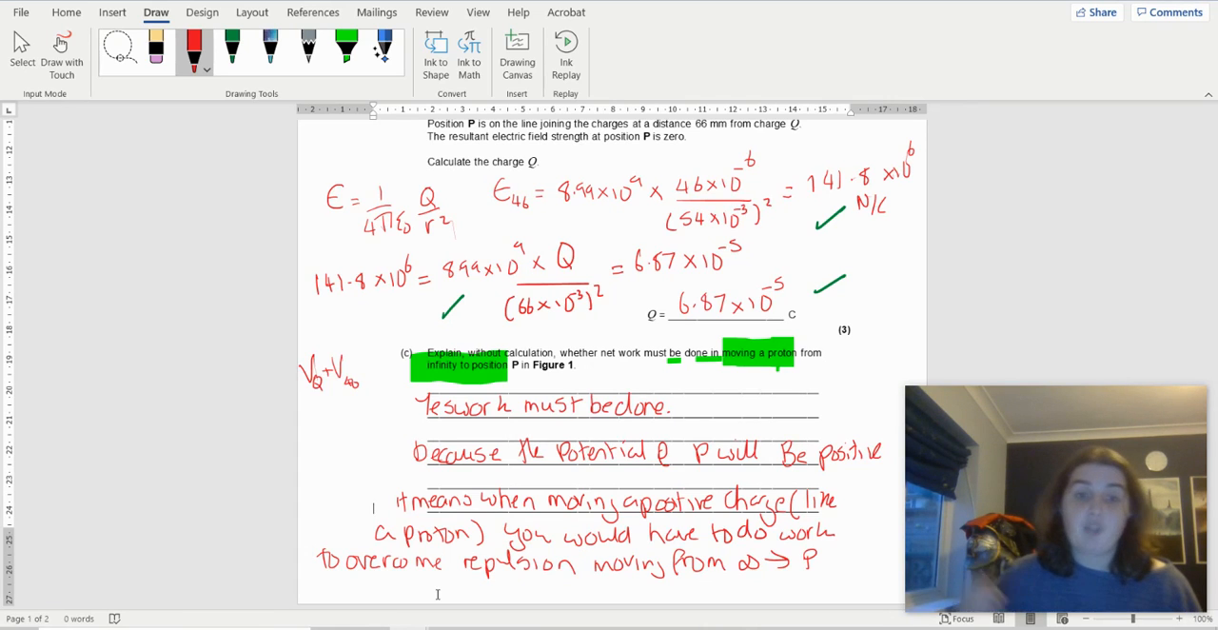It means that we're moving a positive charge like a proton. We would have to do work to overcome repulsion, moving it from infinity to P. So moving it from outside the field to that point there, I would have to overcome all that repulsion to try and put it there. So yes, I'm going to have to do work. Okay.